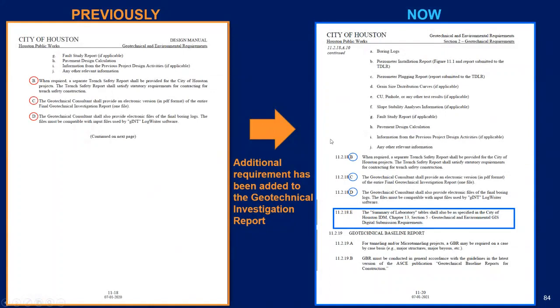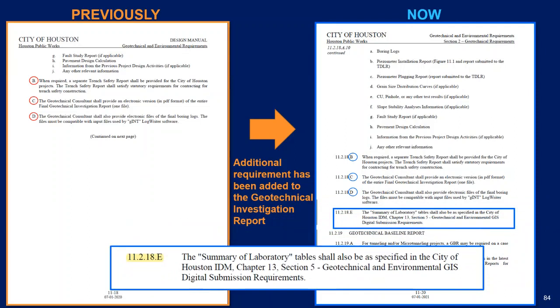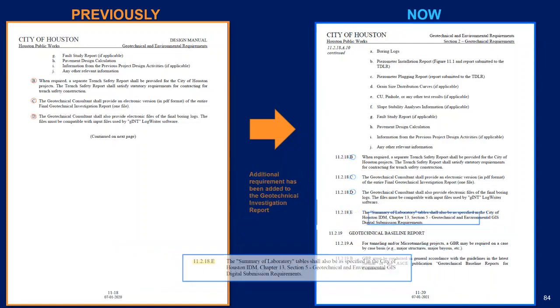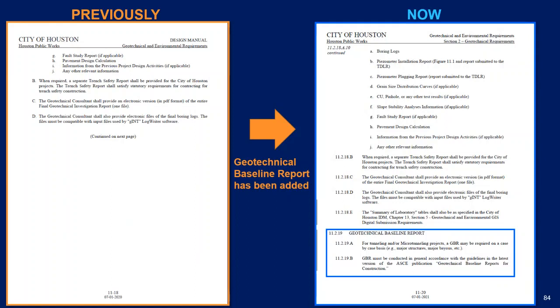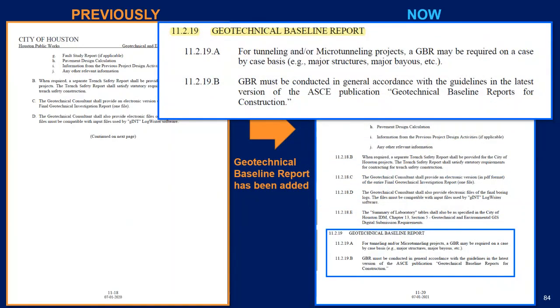We have added an additional requirement to the geotechnical report. The summary of laboratory tables shall be as specified in IDM Chapter 13, Section 5. We have also added the geotechnical baseline report, GBR, in this section. We may require a GBR for tunneling and microtunneling projects on a case-by-case basis. For example, that will be needed for major structures, bridges, and major bayous. The GBR also must be conducted in general accordance with the guidelines in the latest version of ASCE publications.